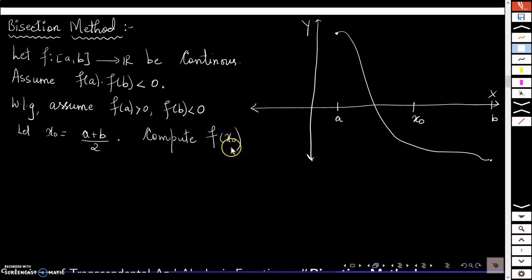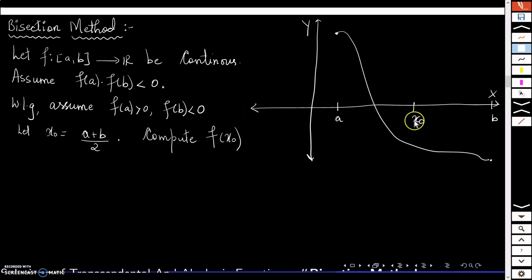If this x naught is positive, then when you take its product with f of a, which is already positive, so f of a into f of x naught, both will be positive and their product will be positive. And then we are going to discard the interval a comma x naught.